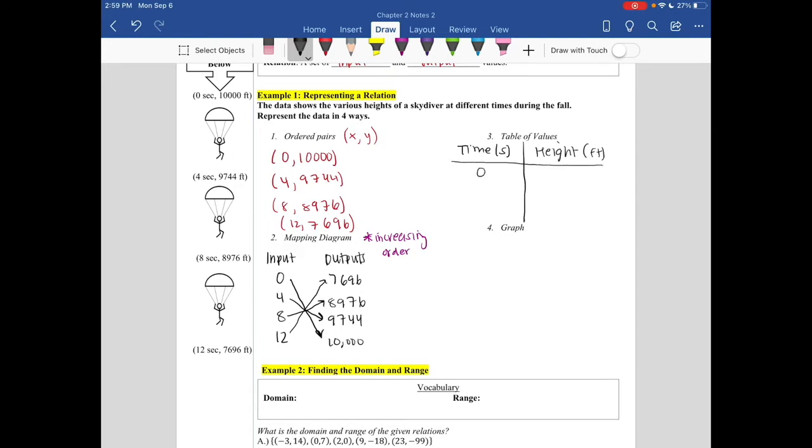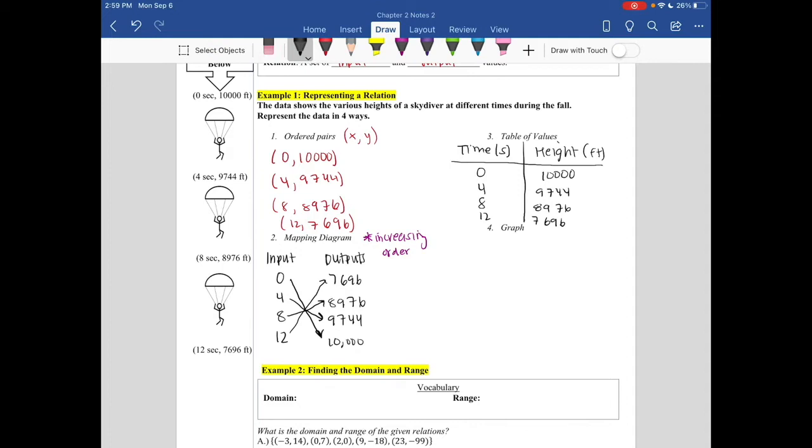So we have, at 0 seconds, 10,000 feet, 4 seconds, 9,744, 8 seconds, 8,976, and 12 seconds, 7,696. So with the table of values, you do not need to worry about putting them in increasing order. Make sure that the data corresponds like it does in the ordered pairs.